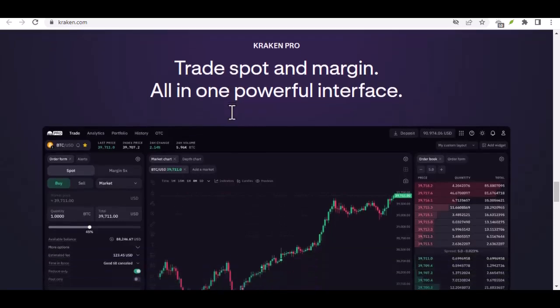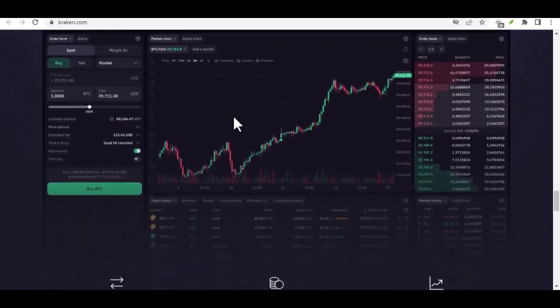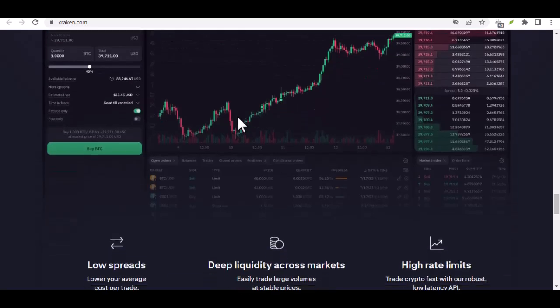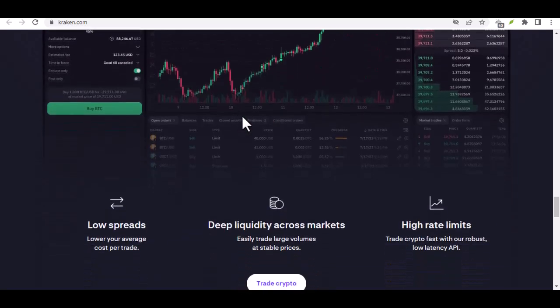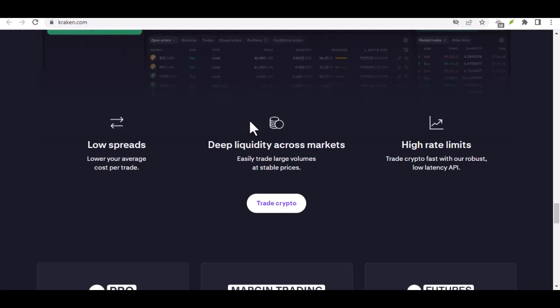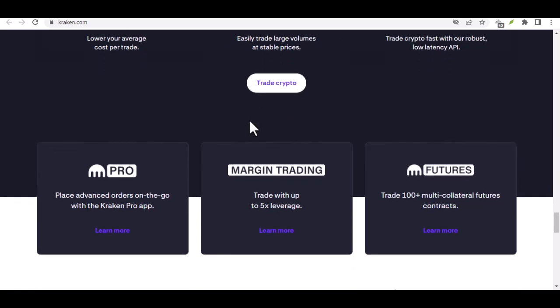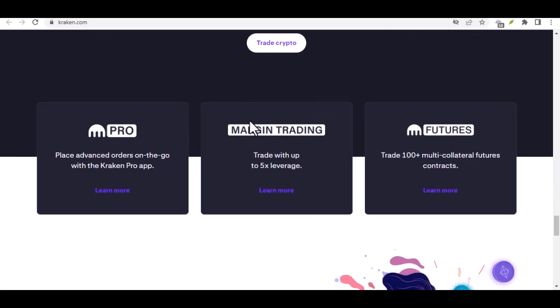Types of limit buy orders. There are several types of limit buy orders that you can place on Kraken. Good till cancel, GTC. Your order will remain active until it is executed or canceled. Good till day, GTD. Your order will be canceled at the end of the trading day. Fill or kill, FOK. Your order must be executed in full immediately or it will be canceled. Immediate or cancel, IOC. Your order will be executed immediately up to the available quantity, and any remaining quantity will be canceled.